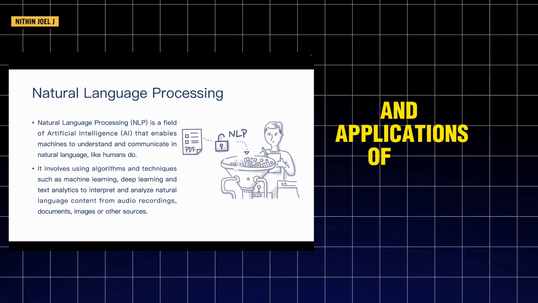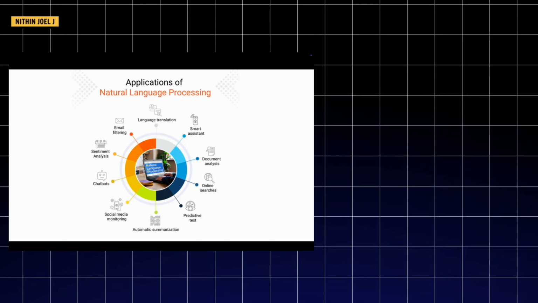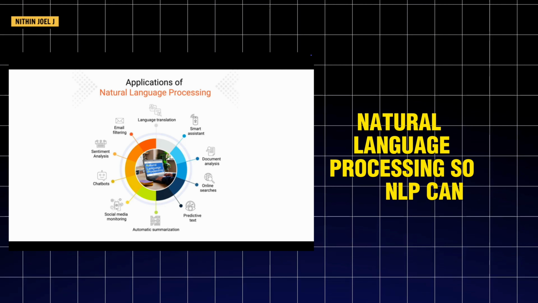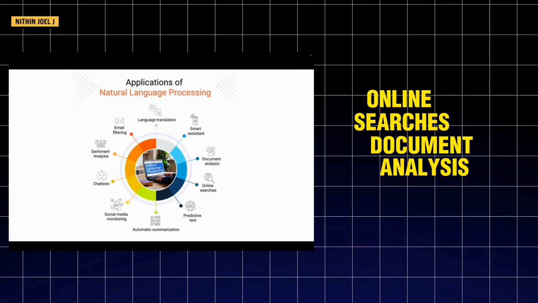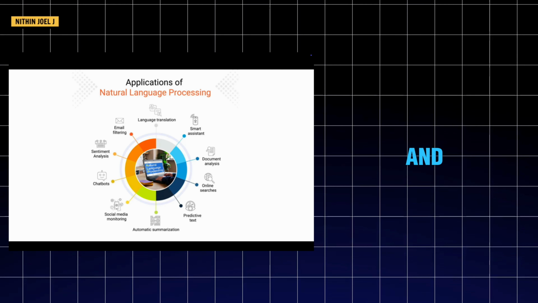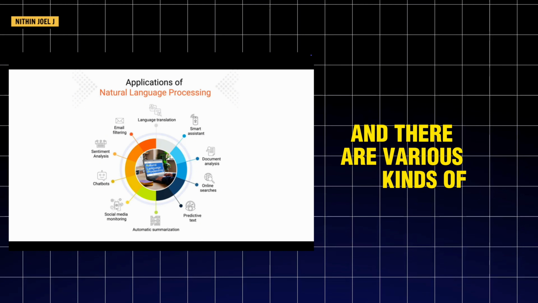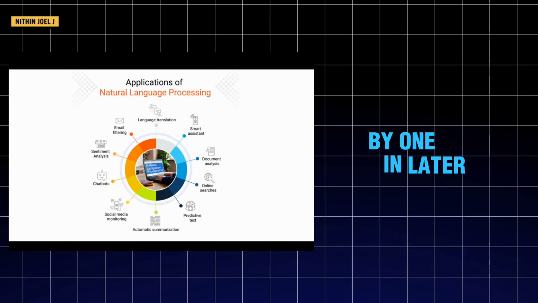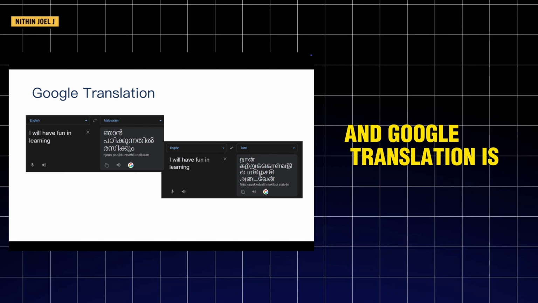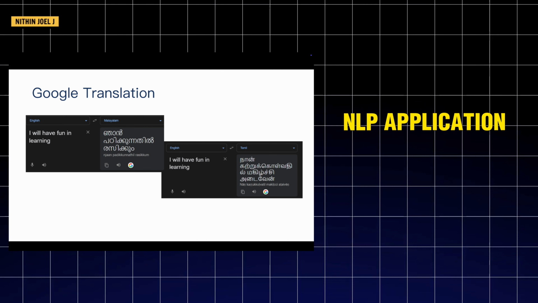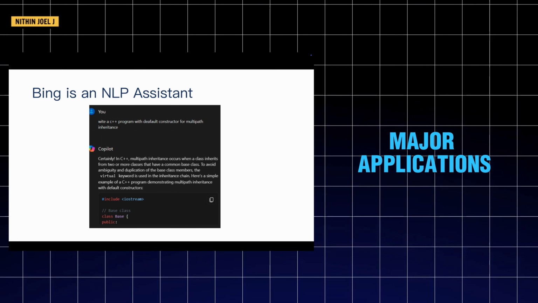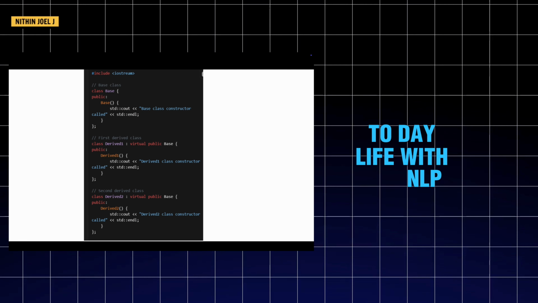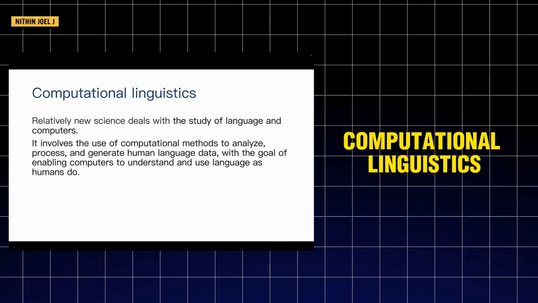And applications of natural language processing. NLP can be used for sentiment analysis, chatbots, online searches, document analysis, smart assistants, and automatic summarization. There are various kinds of applications for NLP, and we will see them one by one later. Google Translate is also one kind of NLP application. Microsoft Copilot and Bing are major applications that we use in day-to-day life with NLP.